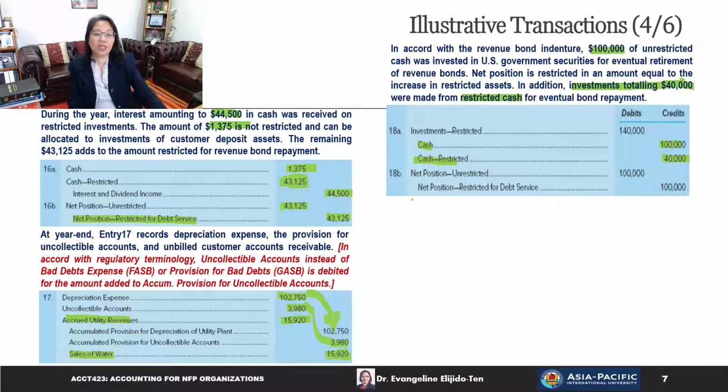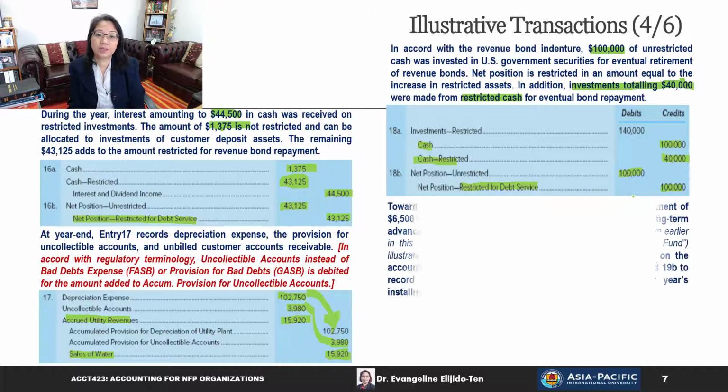Also, just like what we did in entry 16B, we'll need to make some adjustments in our net position, both the restricted and unrestricted. So, net position unrestricted will be debited for 100,000, and net position restricted for debt service will be credited for 100,000. So, we are reducing our unrestricted net position and increasing our restricted net position for debt service.